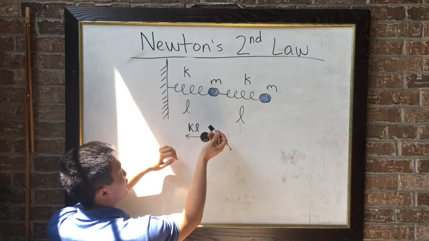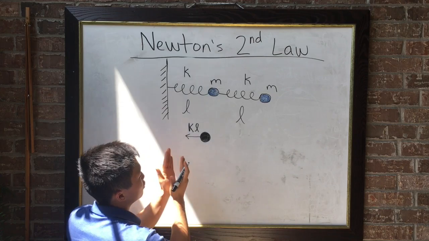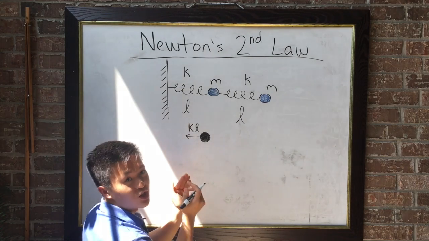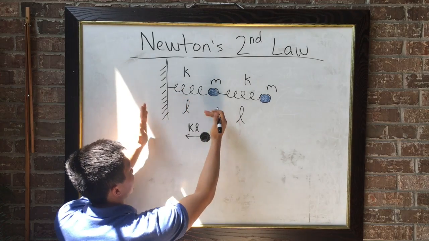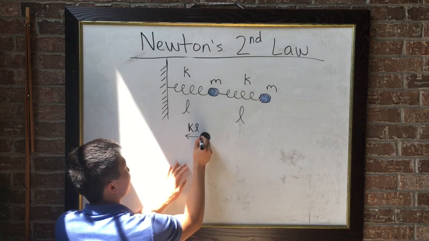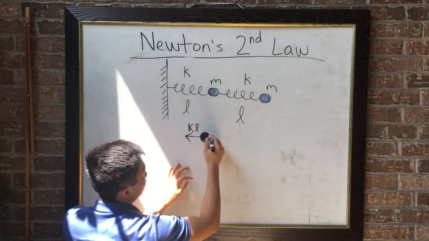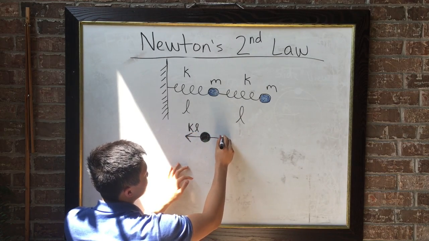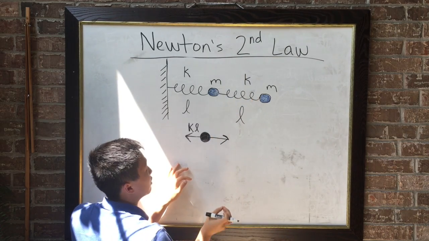And the spring will pull it in the direction so as to make the spring its original length. So since it was originally 0 length, the spring will pull it in this direction, while this spring will pull the mass in the other direction, because the spring is trying to compress back to 0.